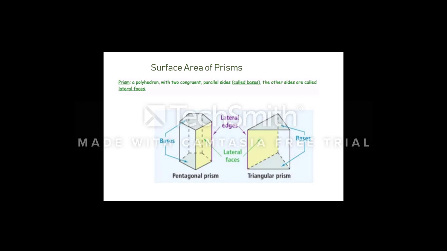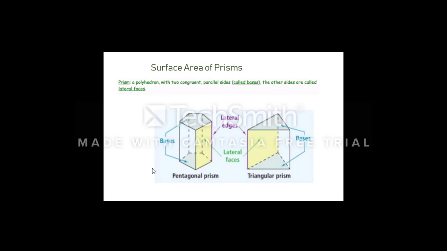Okay, welcome to the surface area of prisms unit. First we're going to have to talk about the shapes that we are going to be dealing with. Those are the prisms. And a prism is a polyhedron, which we know is a three-dimensional shape with two congruent parallel sides called bases, and the other sides are called lateral faces.